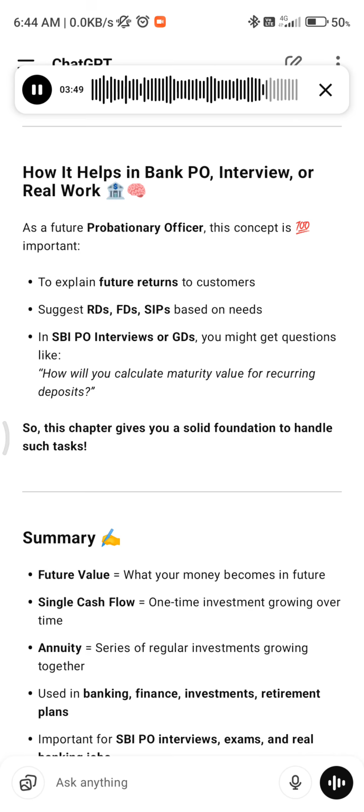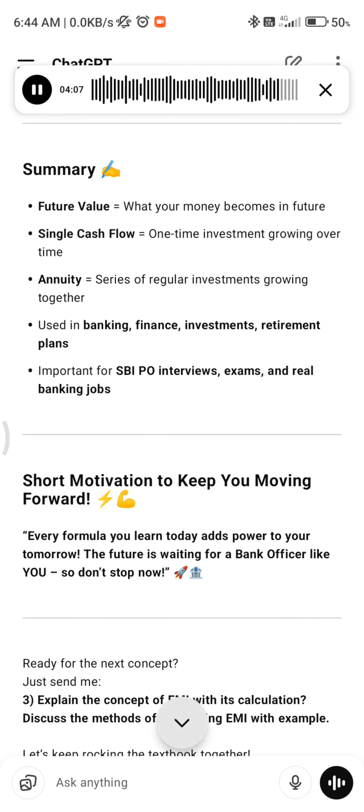Future value: what your money becomes in the future. Single cash flow equals a one-time investment growing over time. Annuity: a series of regular investments growing together. Used in banking, finance, investments, and retirement plans. Important for SBI PO interviews, exams, and real banking jobs.